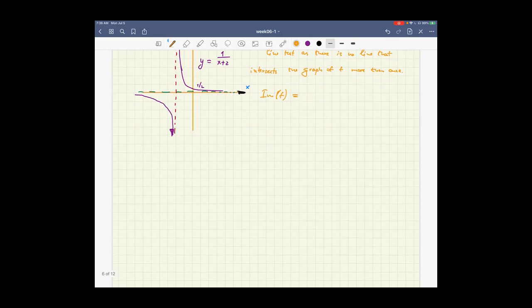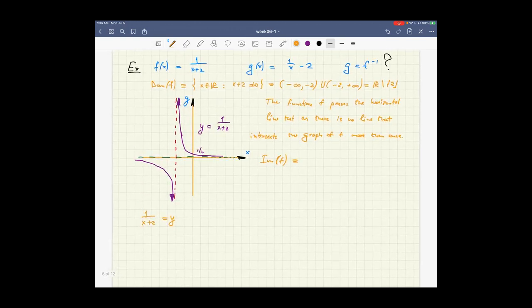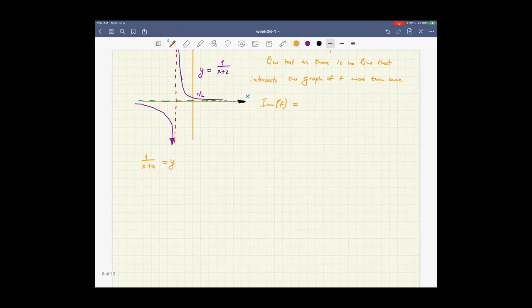Well, if we equate 1 over x plus 2 to some y, and think for what y's this equation has a solution, excuse me, if we equate 1 over x plus 2 to y, the question is, for what values of y would this equation have a solution for x?